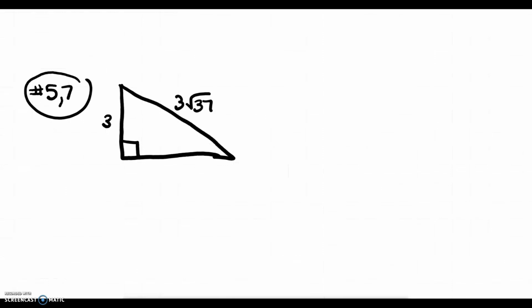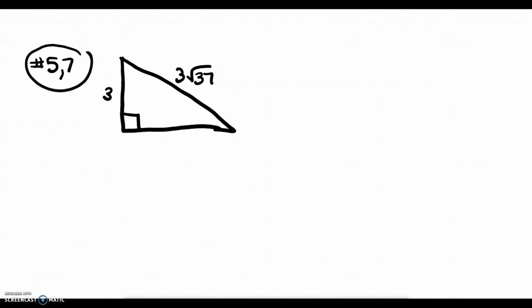Last example here. This is not the last one. I have one more after this. Step number 1, I am going to identify my hypotenuse. There it is, and label it C. Step number 2, label the other two sides A and B. Step number 3, set up my Pythagorean equation.